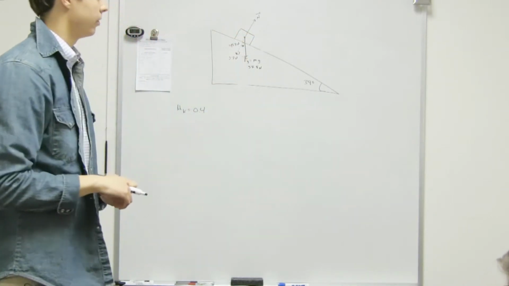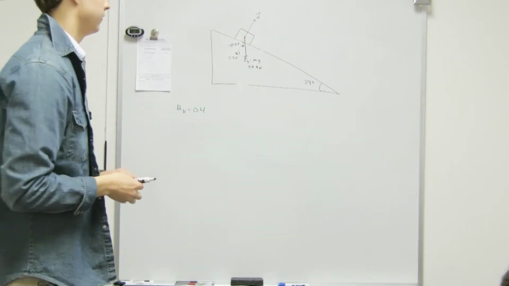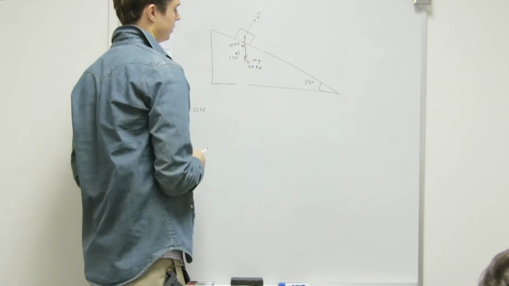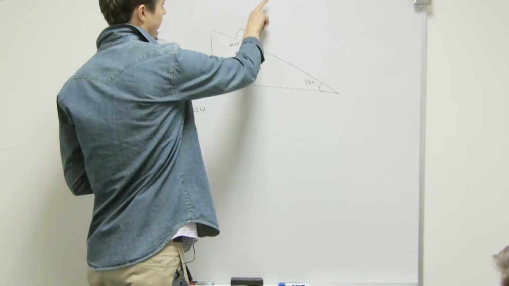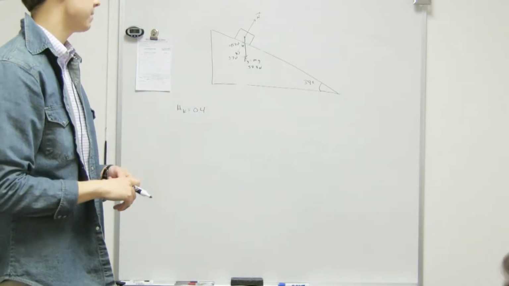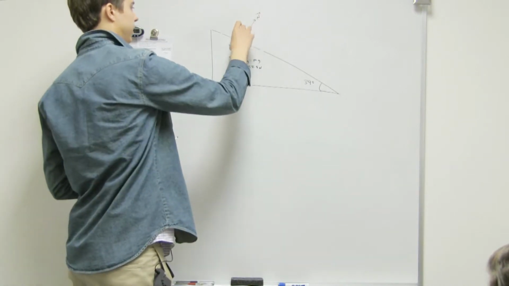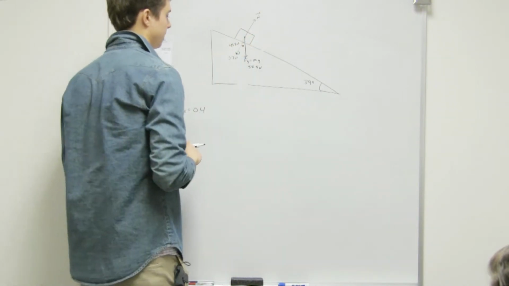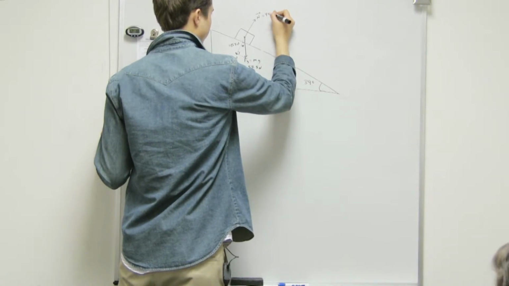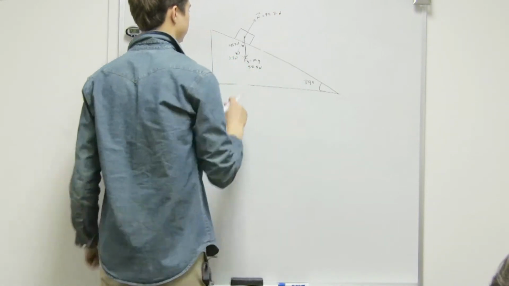And the reason that we know that is because if it wasn't equal, then that means there would be a net force in the y-axis, which means the box would either be accelerating that way or accelerating this way. We know neither one of those things is happening, so this and this must cancel each other perfectly. So this equals 45.7 newtons, just like this.